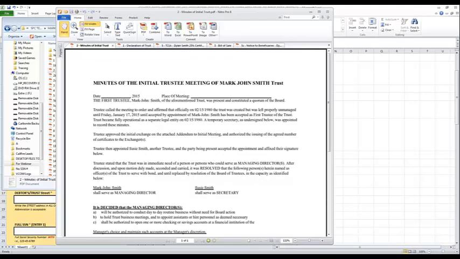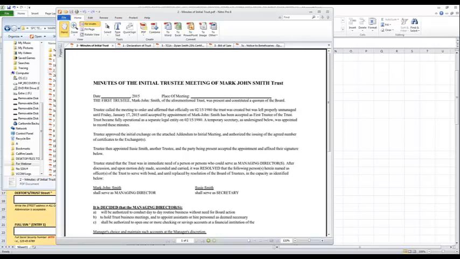First trustee, Mark John Smith of the aforementioned trust, was present and constituted a quorum of the board. Trustee called the meeting to order and affirmed that officially on so-and-so date the trust was created but left properly unmanaged. That's the date of birth, right? Trustee called the meeting to order and affirmed that it was left properly unmanaged until today's date, until accepted by appointment. Mark John Smith has been accepted as first trustee of the trust. Trust became fully operational as a separate legal entity on the birth date.